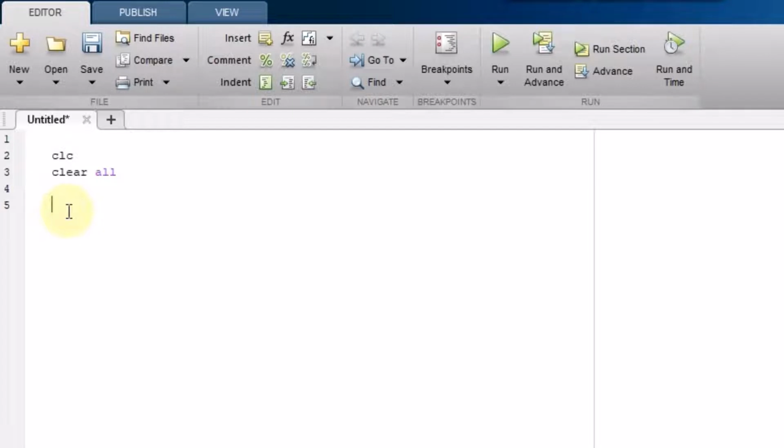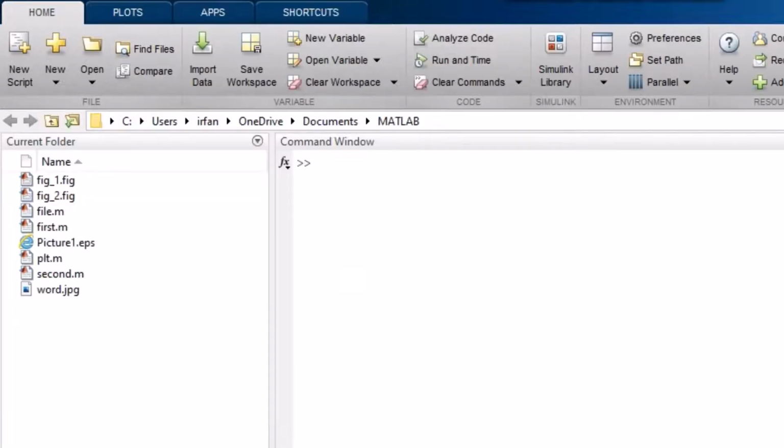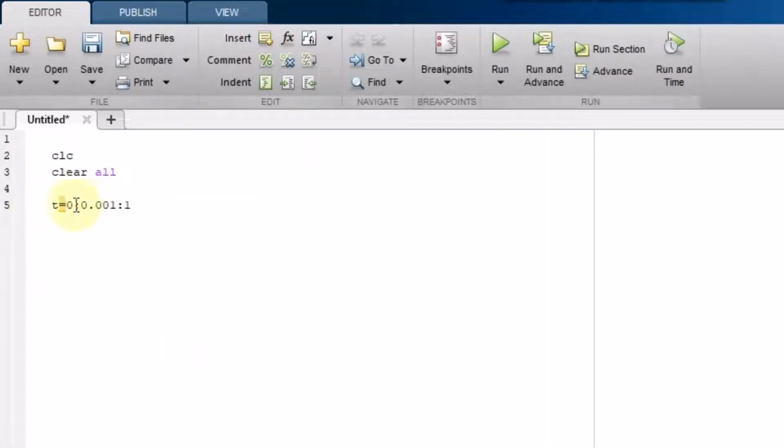So here first of all let me write t equal to from 0 and having a distance between each point of 0.001, up to 1. Okay, so how many points will I have here? If you want to calculate the number of points, the initial point here is 0, the last one is 1, and the distance between each point here is 0.001.